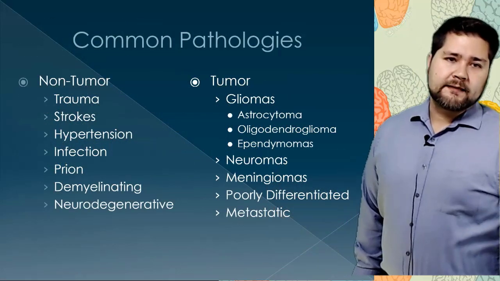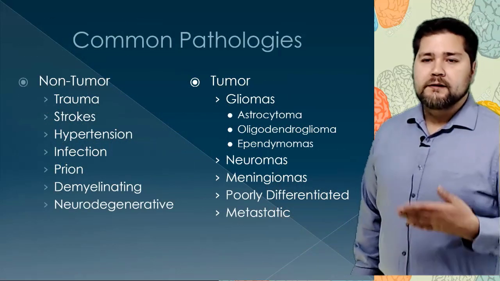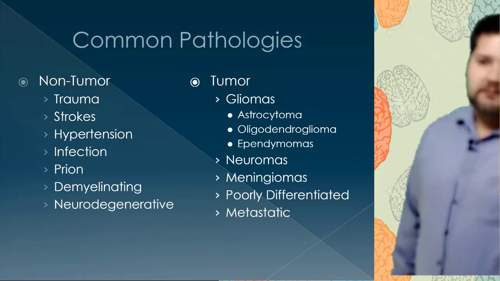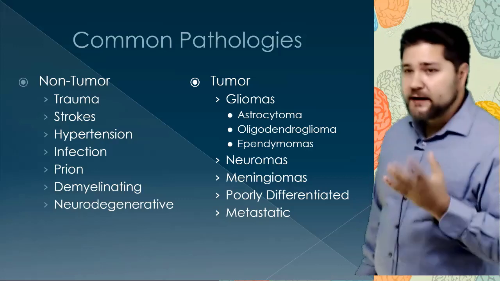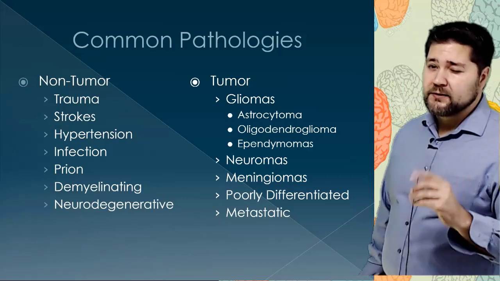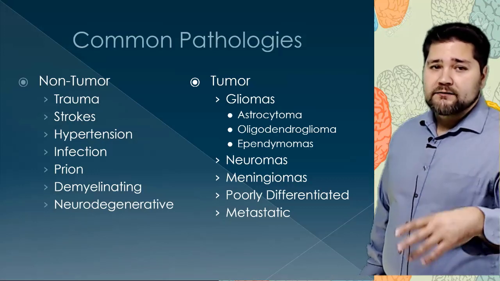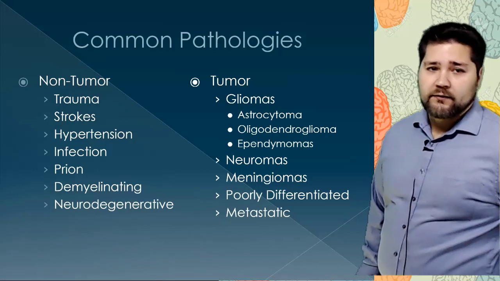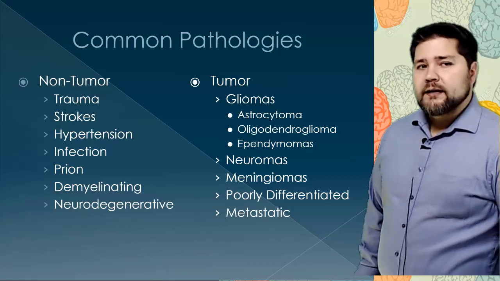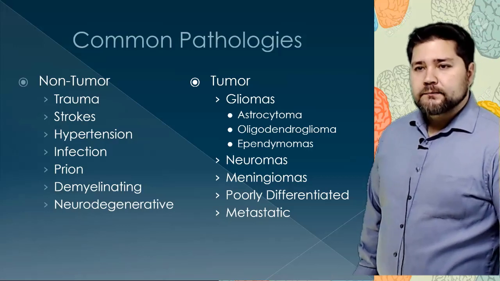So now we can get into some of the specific pathologies of the brain, and I broke these down into non-tumor or relatively benign, with air quotes up there, because we just saw that benign stuff is not always benign, and then we classify the others as tumor-based, so any sort of abnormal growth. Let's go ahead and start with the non-tumor type stuff.